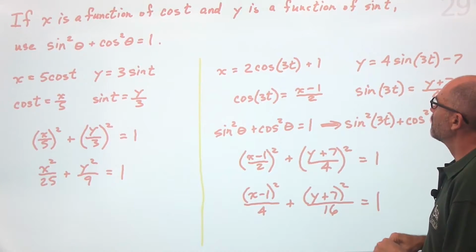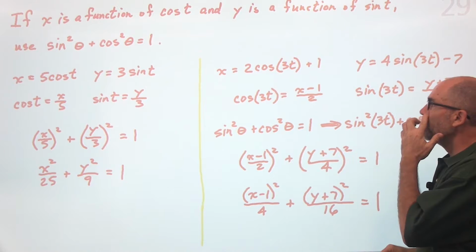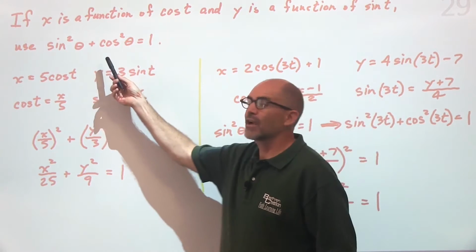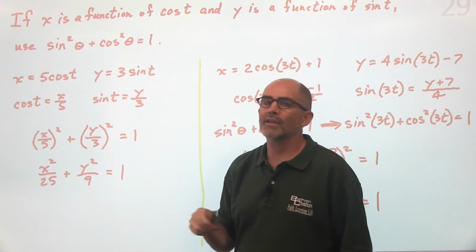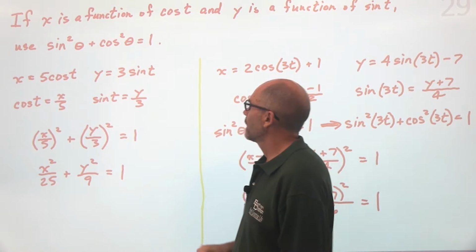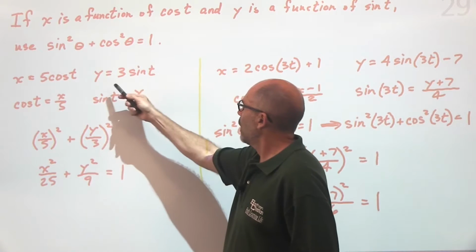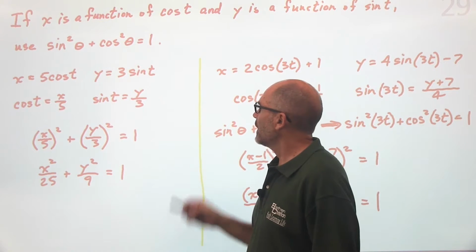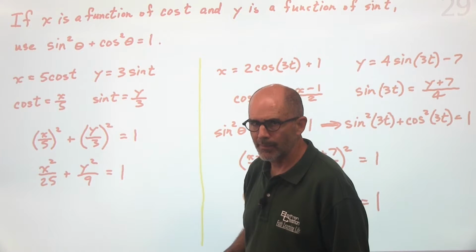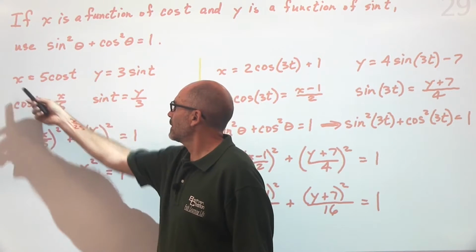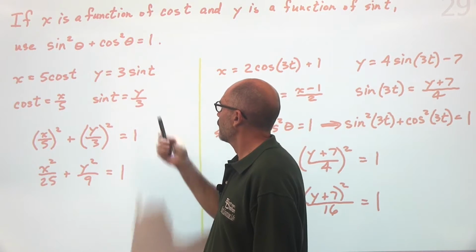Now if x is a function of cosine t and y is a function of sine t, then we can use the Pythagorean identity that sine squared theta plus cosine squared theta equals 1, which sounds complicated. It really is pretty simple. So let's take an example here. If x is 5 cosine t and y is 3 sine t, then what we do is we get cosine t and sine t alone. So that means divide both sides by 5, cosine t is x over 5. Divide both sides by 3 here, and sine t is y over 3.